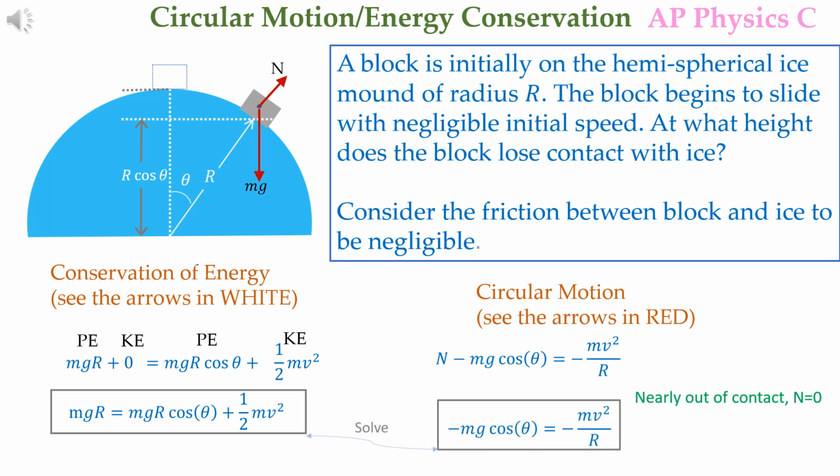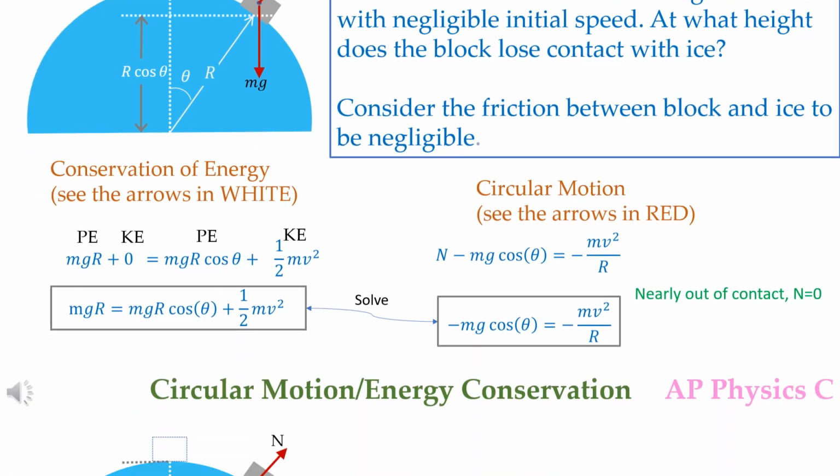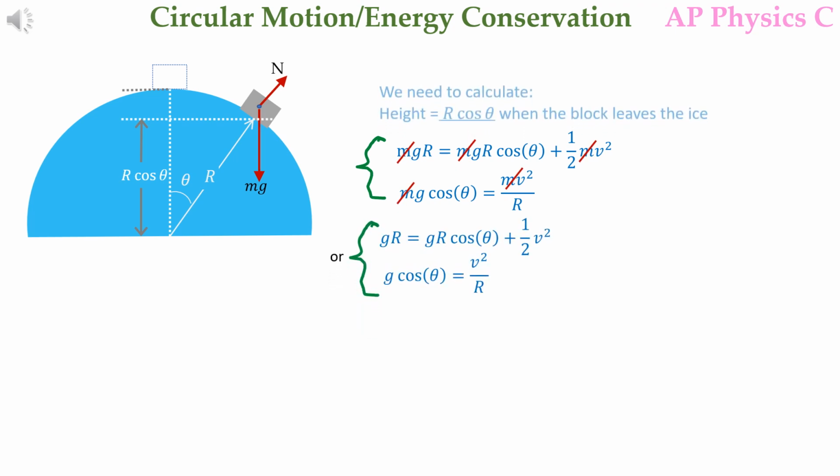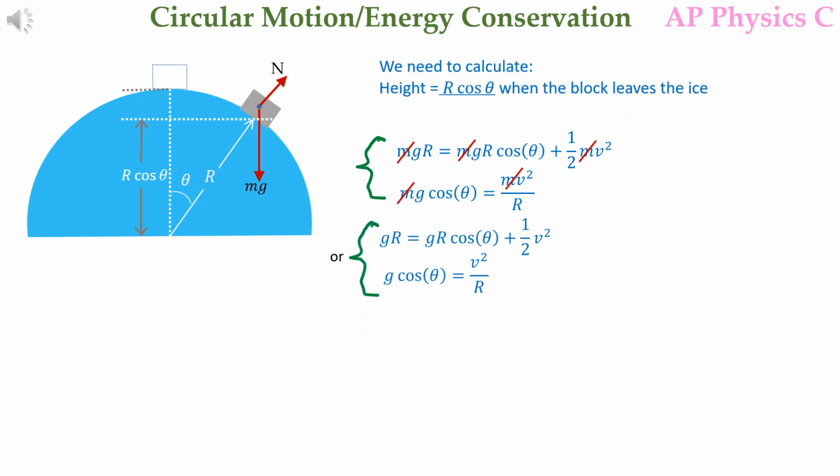Now, we solve these two equations. We go to another slide which shows the same equations to solve. We reduce it. We now have to calculate the height, which is r cos theta, when it loses contact with the ice, so we have to eliminate velocity from these equations.